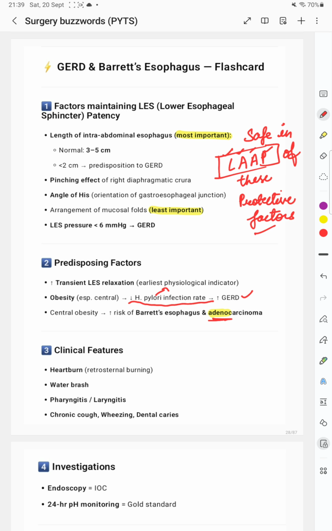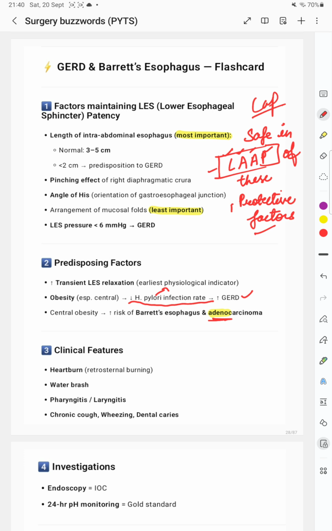So first of all, we'll discuss the factors which are maintaining this lower esophageal sphincter patency. Okay, to remember these four points, we'll use the mnemonic: safe in the LAP of these protective factors. So all four are the protective factors. Lap in Hindi we call god, lap. First, L is length of the intra-abdominal esophagus, which is the most important factor for maintaining LES patency. Normally it should be between 3 to 5 centimeter. If it is less than 2 centimeter, there is a predisposition to GERD.